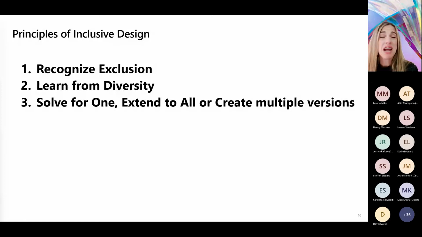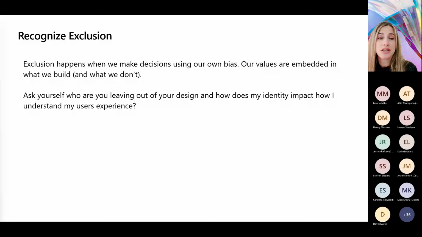Did you know about 99% of the world's interactions are not inclusive? So our lived experience and our values are embedded in what we build and what we don't build. And most of the time, exclusion happens because we're using our own experiences and not considering others. So when you're coming to make an experience, you really need to ask yourself, who am I leaving out of this design experience? And how does my personal identity impact how I understand my users? So I, Christina Mallon, as a disabled, white, middle-class female, how will that affect the decisions when I'm creating a new technology?